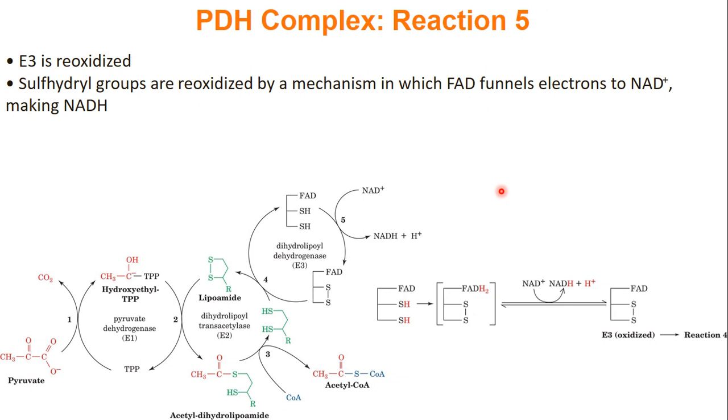And the last step is we need to reform E3 before we can redo another cycle. So we need to reoxidize it, and that's just simply NAD plus will come in and we'll make NADH. What actually happens is that this FAD will take 2 hydrogens from these sulfurs to make FADH2. You have a disulfide bond. Those hydrogens are then given to NAD plus to make NADH and an acidic hydrogen, and E3 is ready to go, ready to do reaction 4 again.